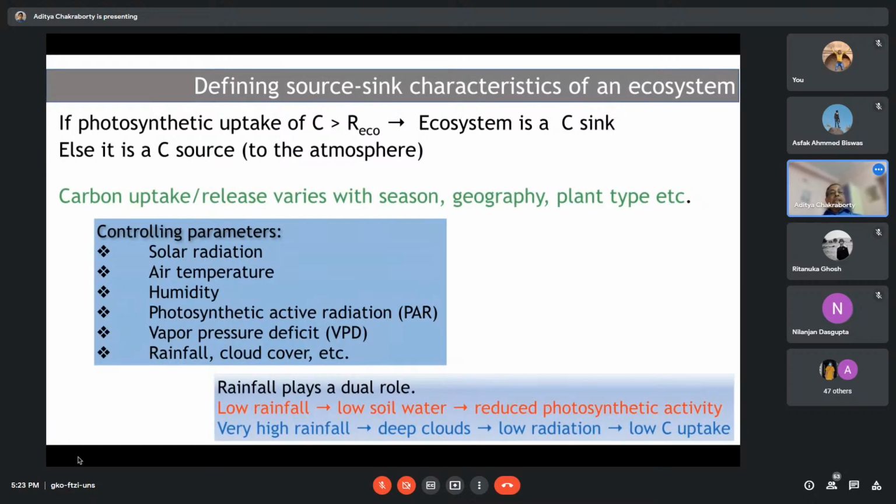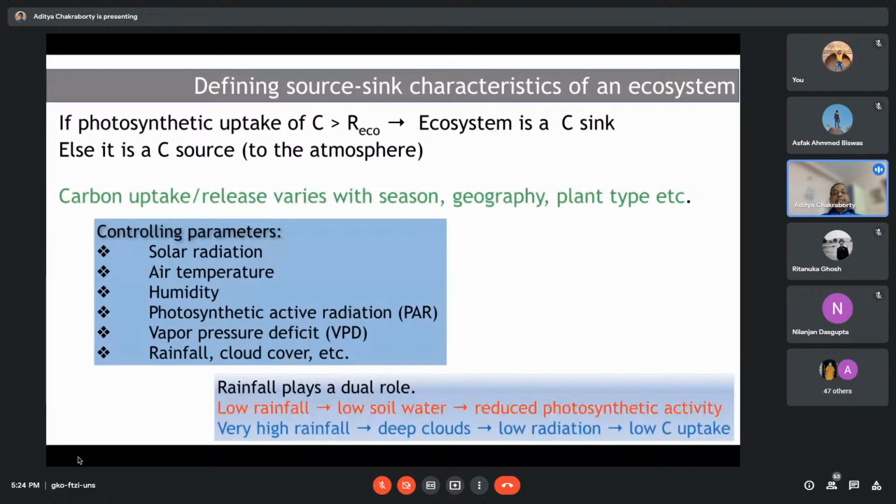Now, which are the parameters which control this carbon sequestration process? So these are solar radiation, air temperature, and there are physical parameters, basically the weather parameters, and there are biophysical parameters, that is one is leaf area index, and then the plant type, and then the different other parameters.